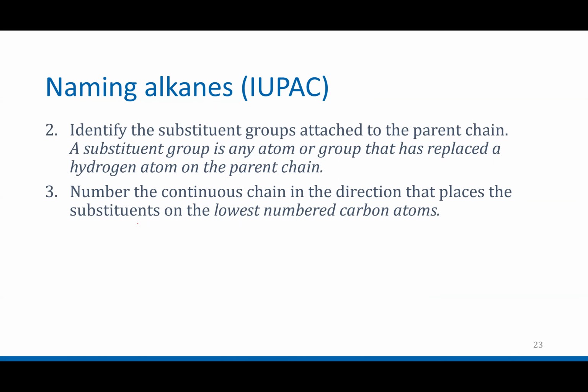So once you've identified the longest chain, then you need to look around. You need to look for functional groups, which we're not getting into today or for a long time. You need to look for double or triple bonds, not something we're going to do today. So for today, we're going to look for substituent groups. The fancy definition is it's any atom or group of atoms that have replaced a hydrogen on the chain. And again, in simple words, guys, it's a branch. It sticks off of the parent.